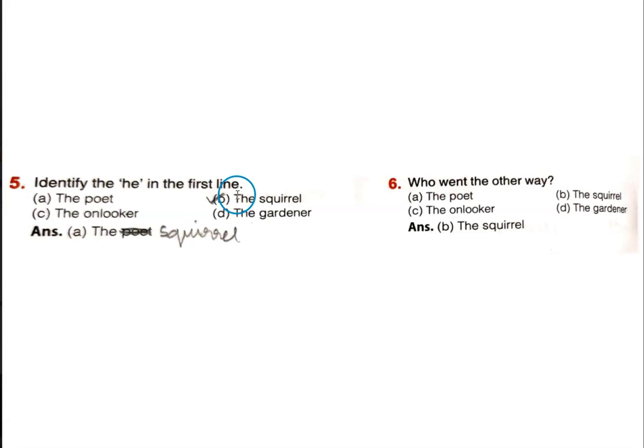Identify the he in the first line. So the he is the squirrel. Who went the other way? The squirrel. So with this we end the poem.